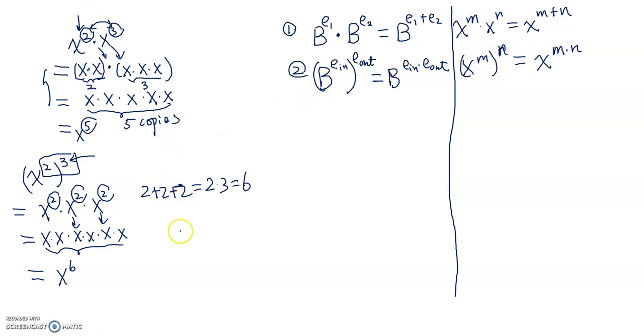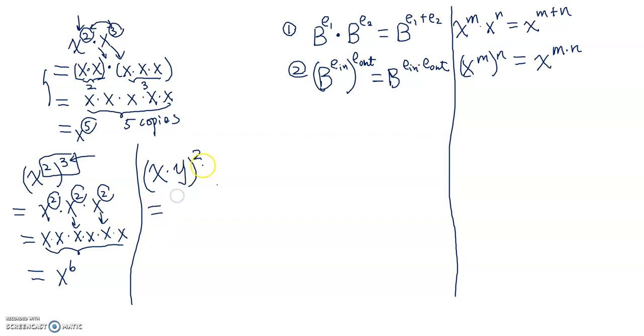All right, so now let's look at the third case. So we may want to do x times y. So we may have two factors, a product in the base, raised to the second. So in this case, we still use the definition, two copies of whatever is in the parentheses. So we have x times y, one copy, and x times y, two copies.